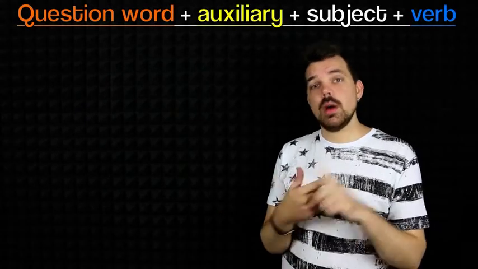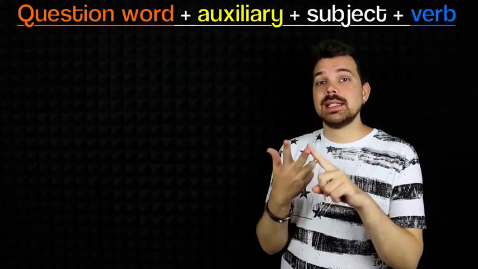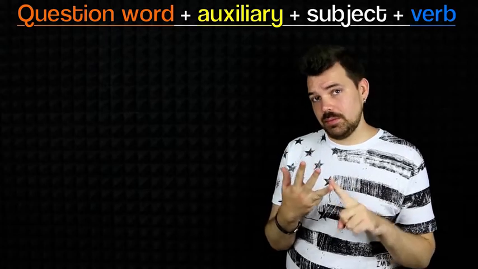Okay? Now, the question form in English is easy to remember, and if you memorize it now, it will make questions in other tenses significantly easier. So, the form is question word, auxiliary, subject, and verb. Okay? Let's look at some examples.